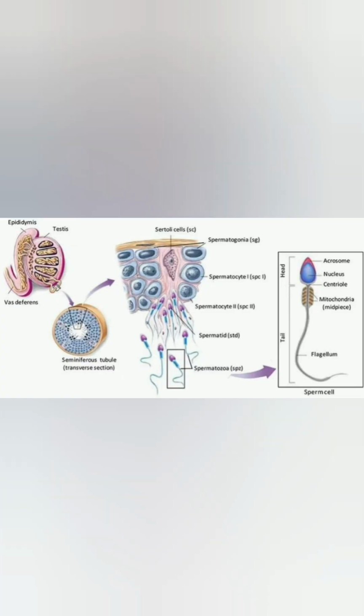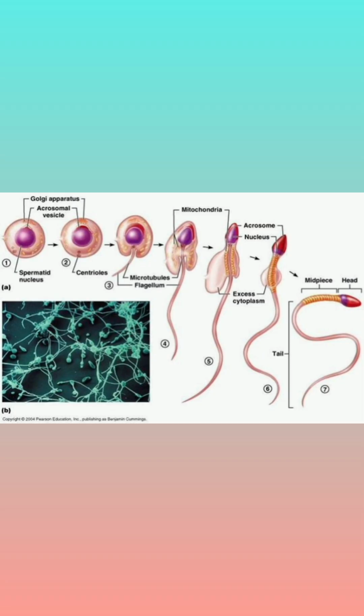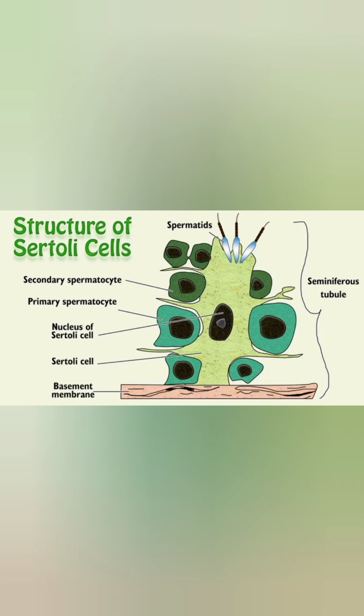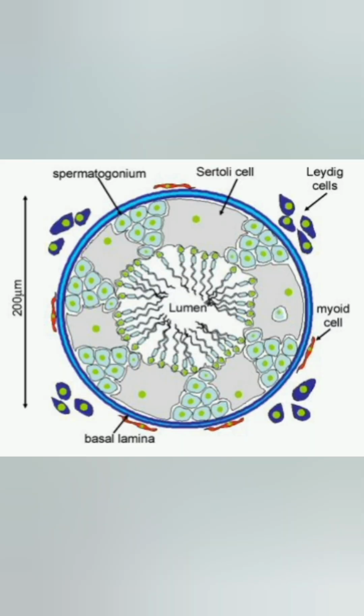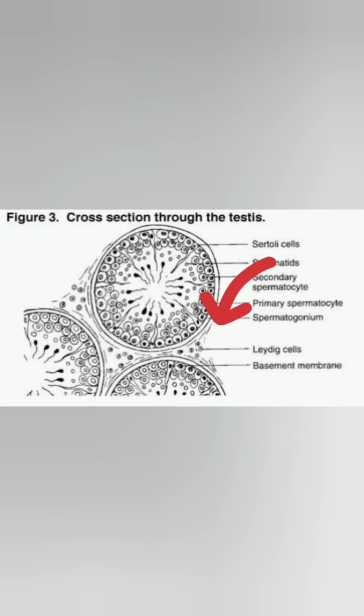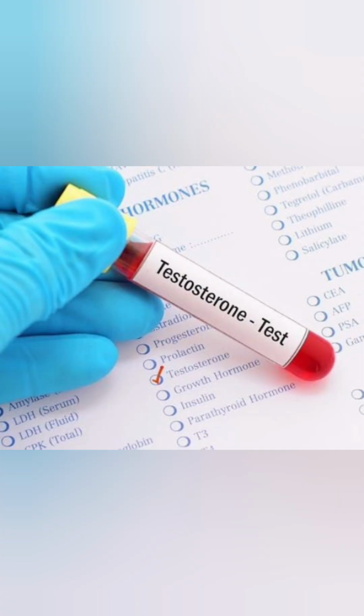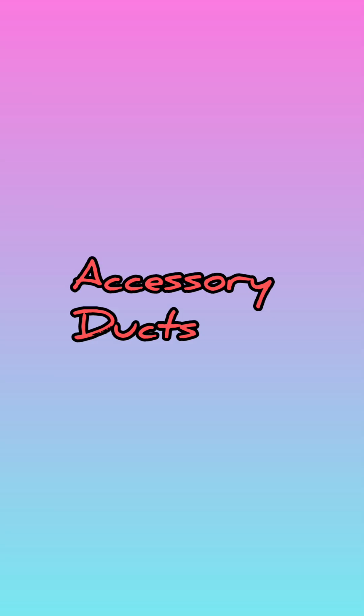These tubules are lined with spermatogonia, known as immature male germ cells, and Sertoli cells. These Sertoli cells nourish the developing sperm. Leydig cells. Outside the seminiferous tubules, the interstitial space is present, and this space contains Leydig cells or interstitial cells, which synthesize and secrete testosterone, a male reproductive hormone.